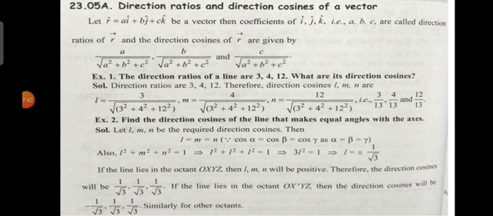An example has been given: find the direction cosines of the line with direction ratios 3, 4, 12. The direction ratios of the line are given. What are the direction cosines? You can just substitute the values and find L, M and N. This type of small question has been given.